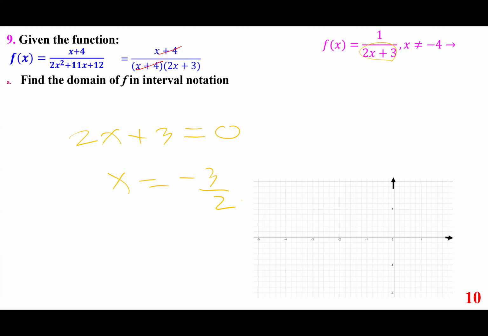So we write the domain as, okay, these are the two numbers that they can't be. So from negative infinity to negative 4, union negative 4 to negative 3 halves, union negative 3 halves to infinity. That becomes the domain. Again, let me erase my work.